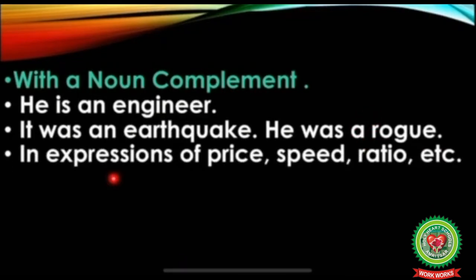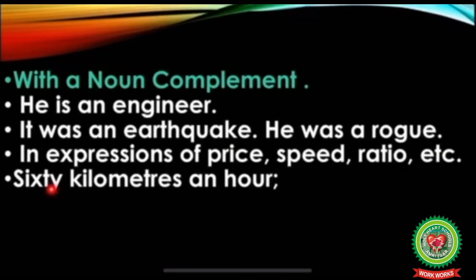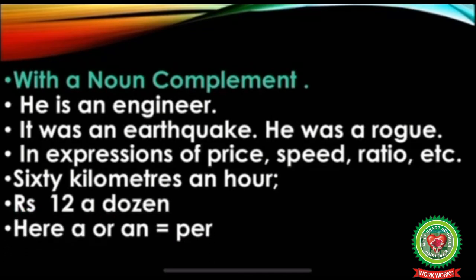In expressions of price, speed, ratio, etc. In such cases also we will be using the article: 60 kilometers an hour, rupees 12 a dozen. Here a or an equals per. So children, rupees 12 a dozen means rupees 12 per dozen. So instead of writing per, we will be writing article a before it.